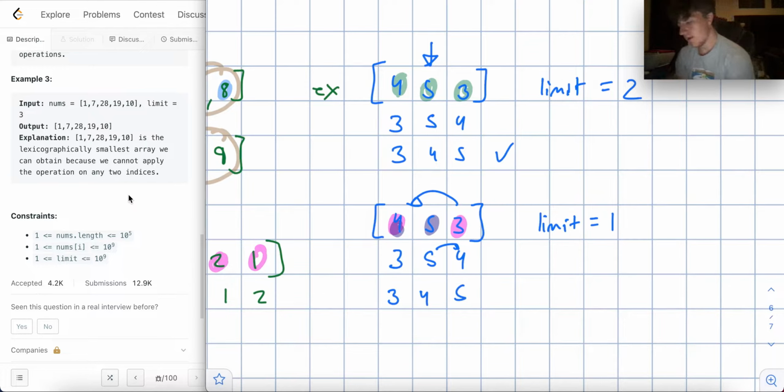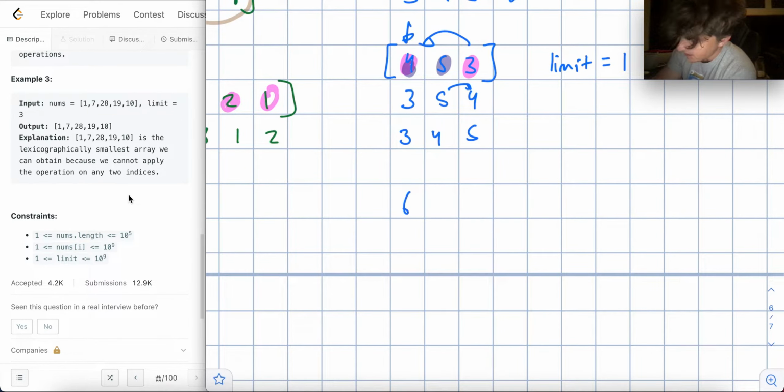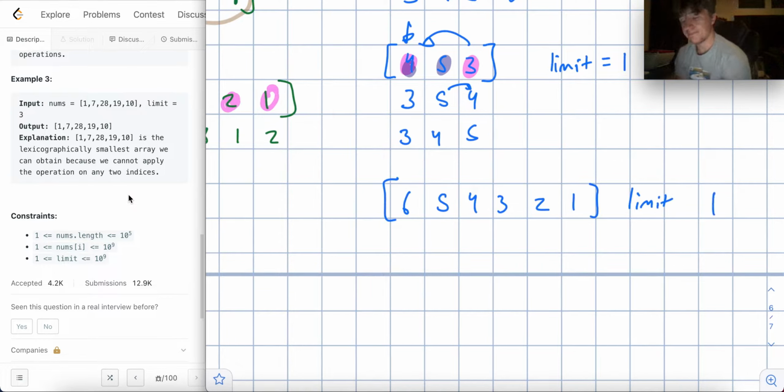Okay, so even though 3 and 5 can't swap with each other, I can always make this work because 4 can switch with 3 and 4 can switch with 5. So 4 kind of acts like a middleman here. And so what that really means is if I had a situation like this, let's say I had 6, 5, 4, 3, 2, 1, and our limit was 1. I can always make this work. Always, because I can move the 1. I can't switch the 1 with anything but the 2, right?